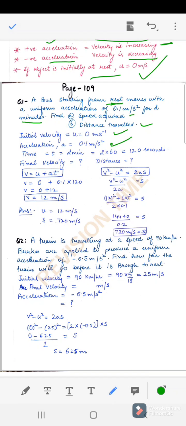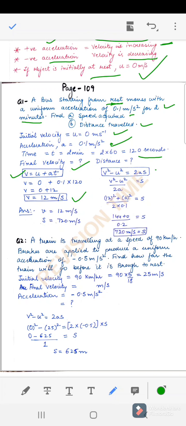Also we are given the time t, 2 minutes. We have to convert it into seconds. And what we have to find is the speed acquired. Speed acquired means the final velocity of the bus, and the distance traveled. So first we will find the final velocity with this formula, that is the first equation of motion, v is equal to u plus at, and we will find the final velocity.